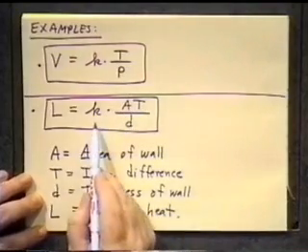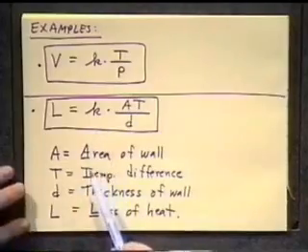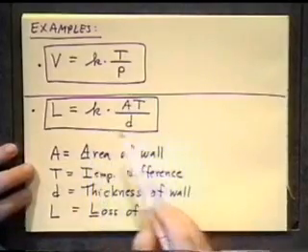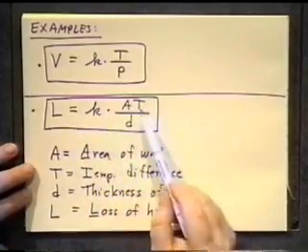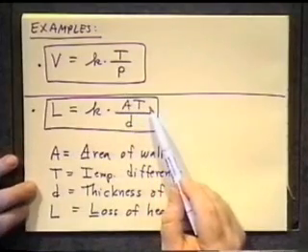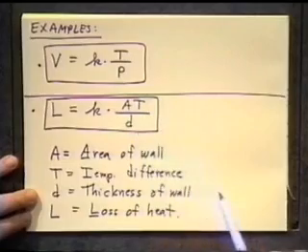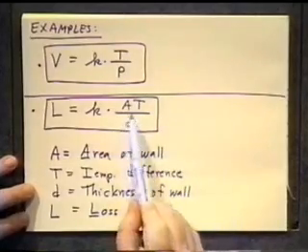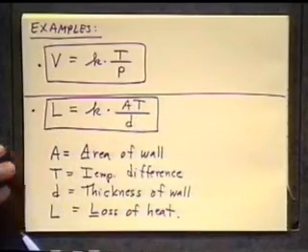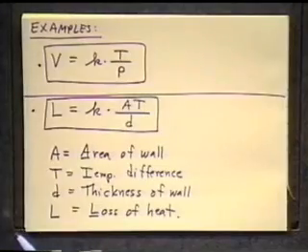And the constant of proportionality is determined by experiment. But here's a relationship that says the loss of heat is some multiple of the area of the wall times the temperature difference divided by the thickness of the wall. So this is an interesting example where we have 1, 2, 3, 4 quantities involved. And in physics you'll see several sorts of things like this. A couple of examples here just to show you how one might work with these.